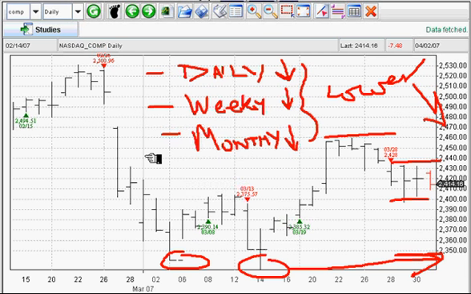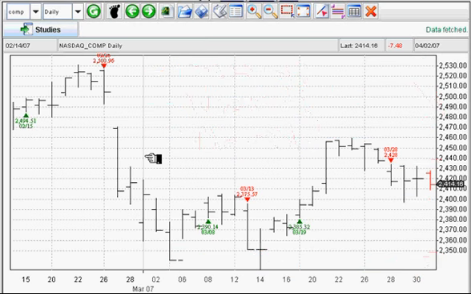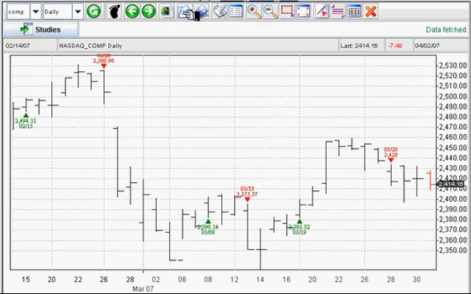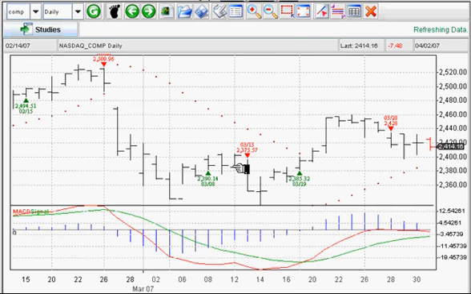What's really cool about MarketCLUB is the fact that you can set your parameters for all the stocks, markets, whether it's stocks, futures, precious metals, foreign exchange. You click on this little envelope here, this little folder, and I've already put my tools that I like to use in my folder, so it automatically brings it up on a daily chart. So here, look at this.